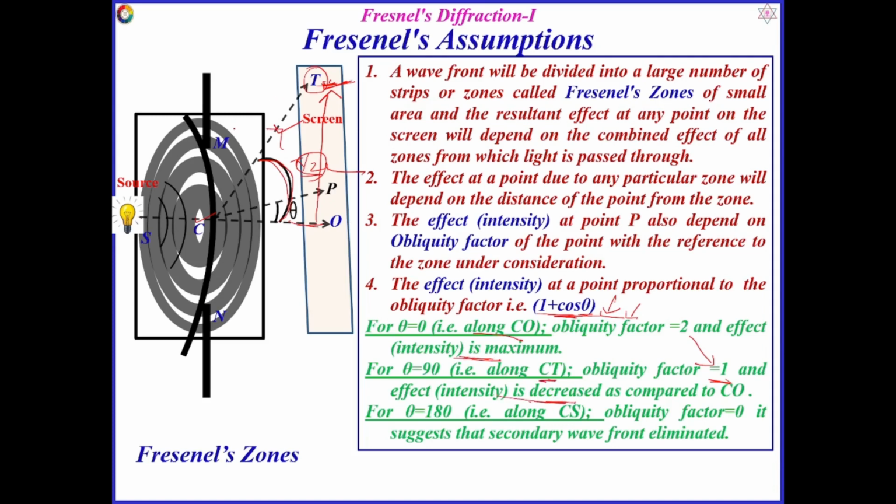Now we are going to consider another angle. Suppose theta equals 180 degrees. Theta equal to 180 degrees means we are considering the wavefront traveling along the backward direction. This is a circular wavefront, and this is also a circular wavefront. From this source, the wavefront travels in all directions. But here we are measuring the intensity on the right side of the slit. If this is your slit, the screen is present on the right side of the slit.